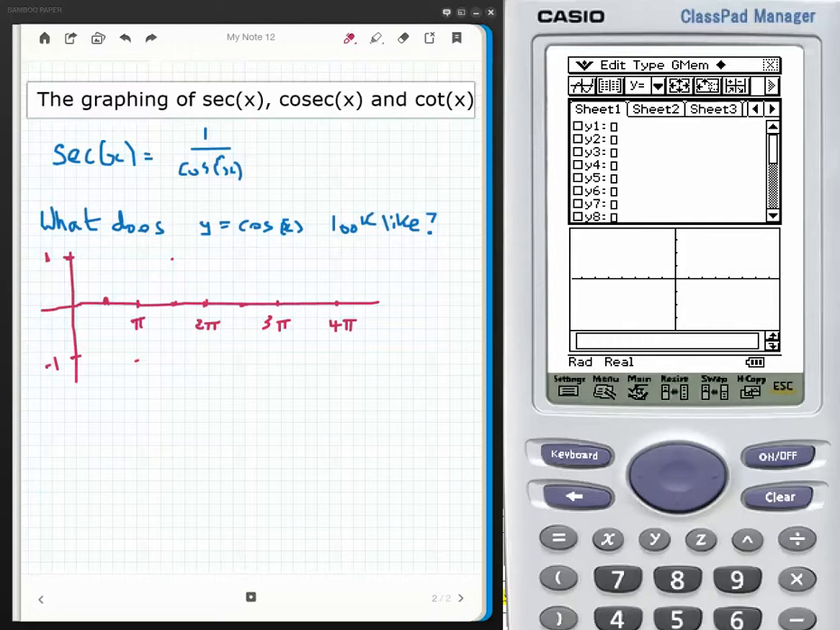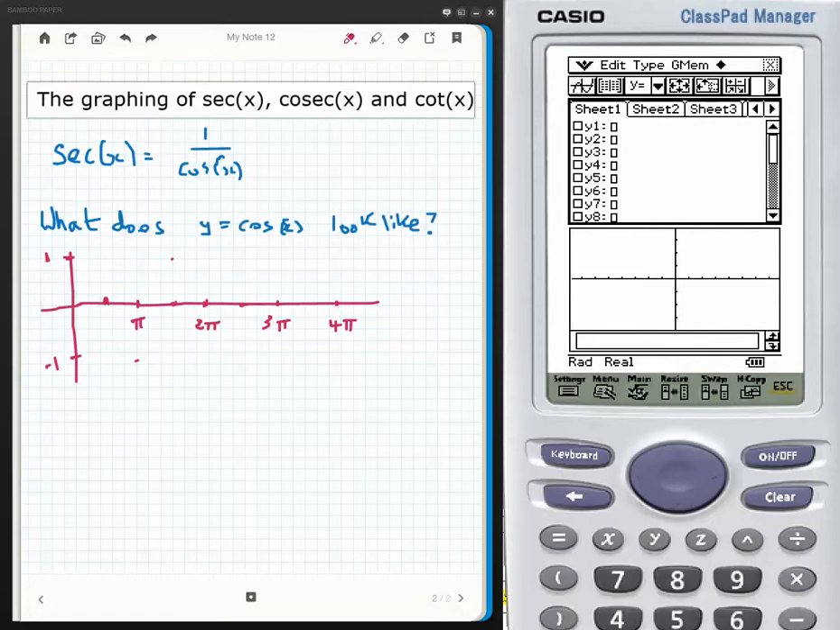Don't get confused that it's the same as the inverse. There's a little similarity in the way that we write them, but in sec's case, it's cos of x, the function, raised to the power of -1, which is 1 on the cos of x. Okay, what does cos of x look like?